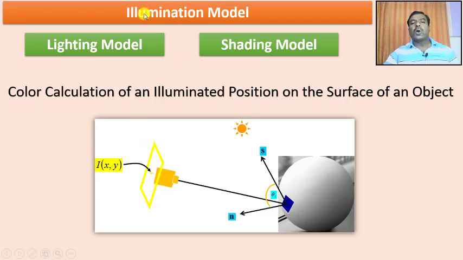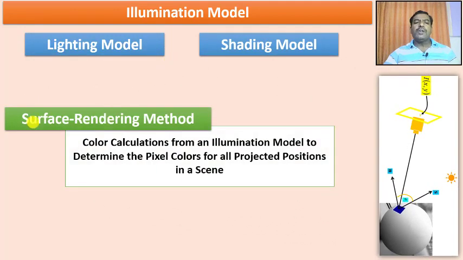So the illumination model, which is also called the lighting model and the shading model, is the color calculation of an illuminated position on the surface of an object. Keeping these points in mind, whatever process we carry out to bring in the lighting model, the shading model or the illumination model, we call surface rendering methods. Using surface rendering methods, we can achieve any of this.